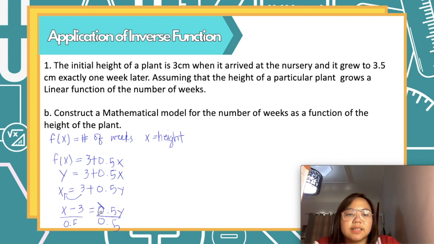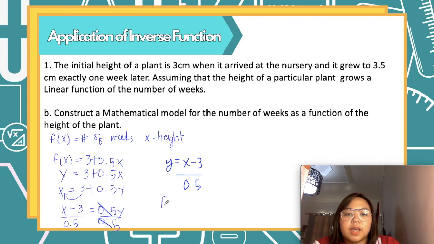Then this can be cancelled out. Okay, so we will be able to get the function y is equal to x minus 3 over 0.5. Okay, and then we will just change the y value here to f of x, since we use f of x here as the number of weeks.